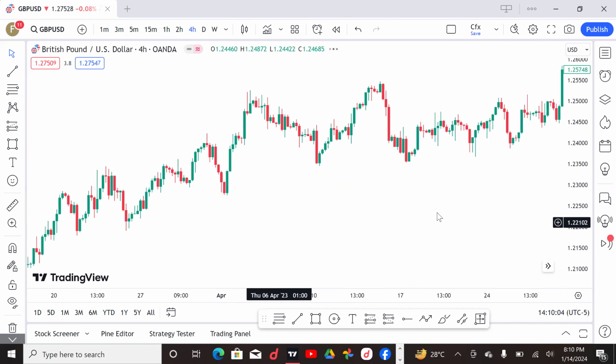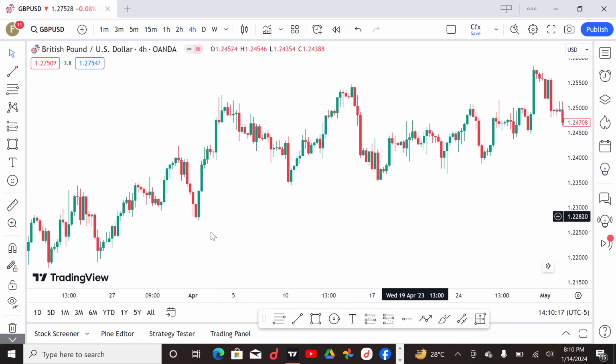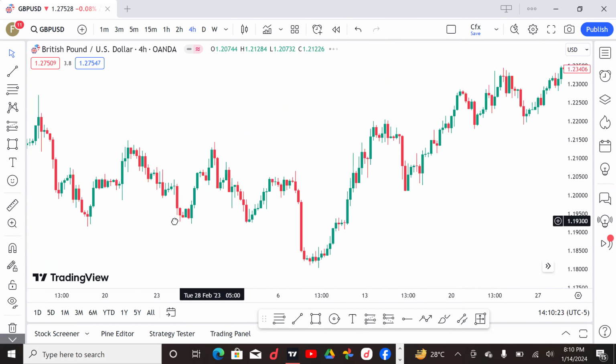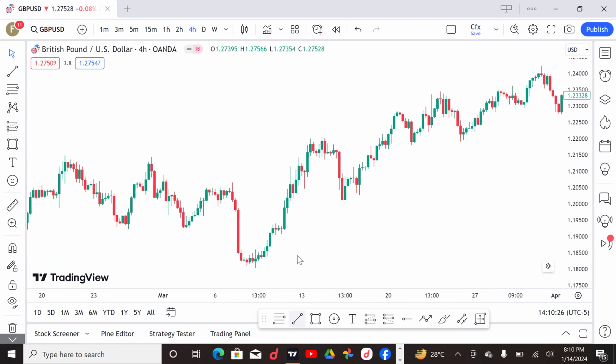So look at this chart right here. Price was breaking structure to the up. This is an uptrend. I want to spot where this trend started from. It's like I have gotten it. This is where this trend started from.